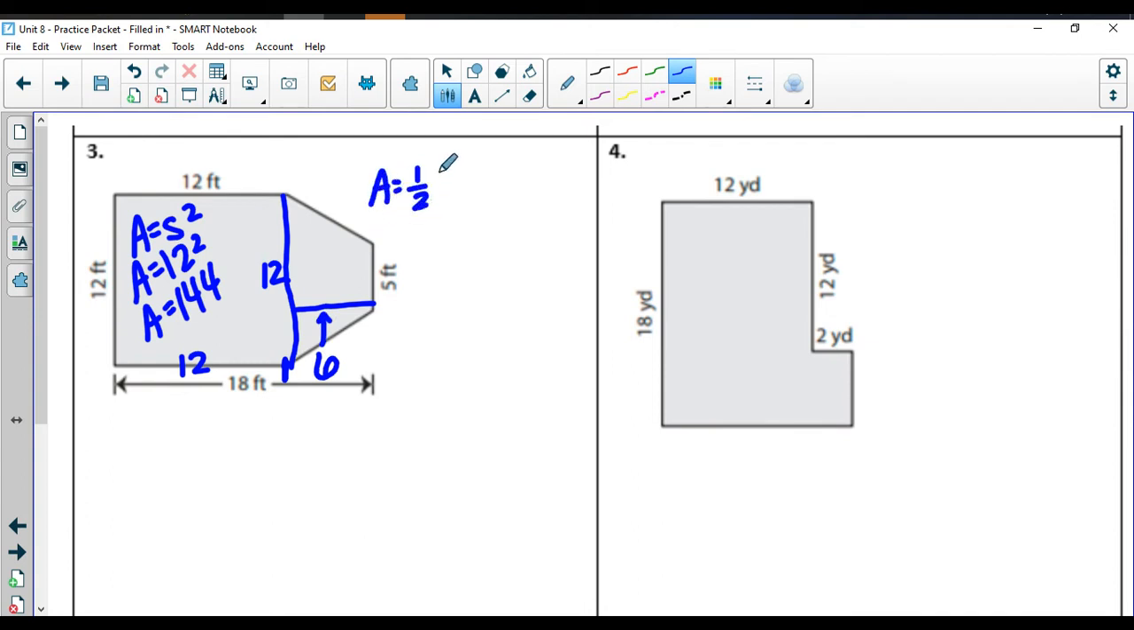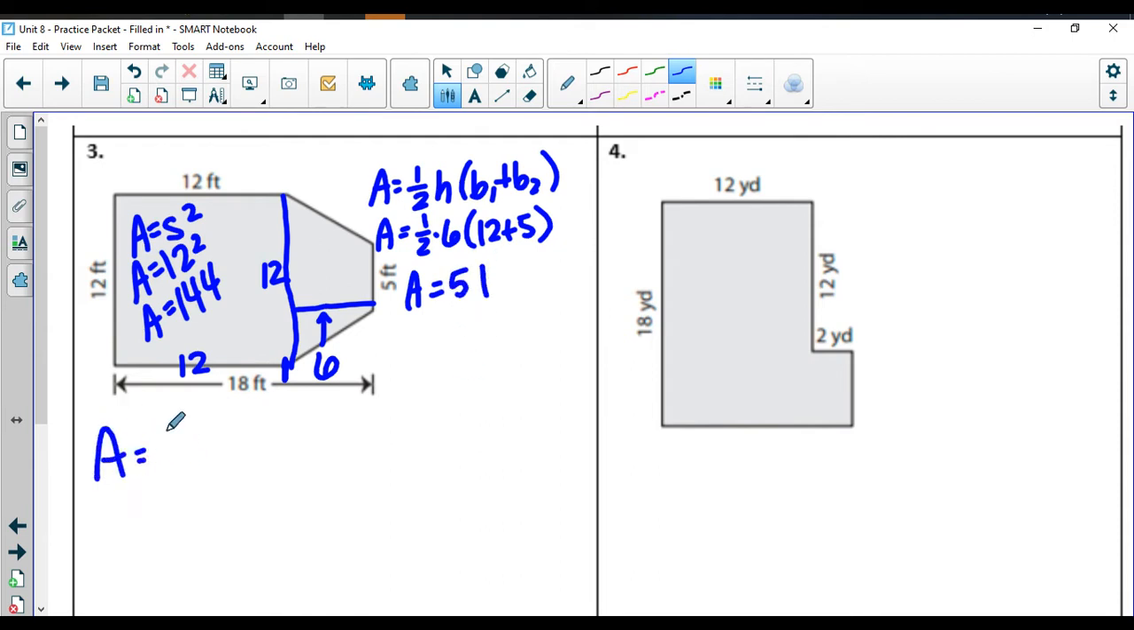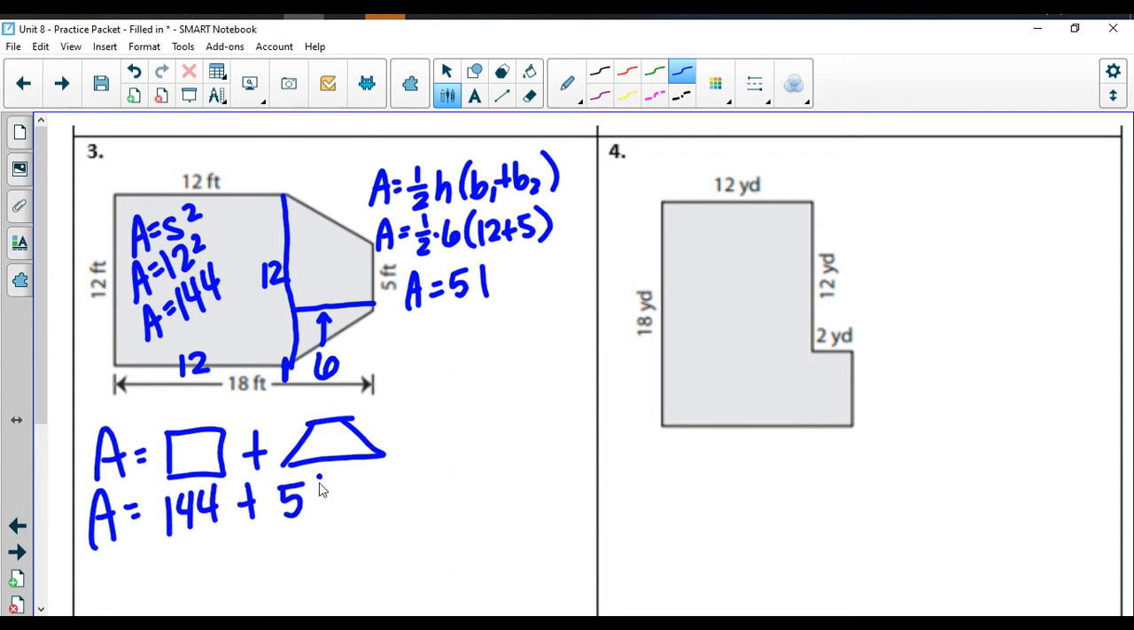Area of the trapezoid, remember this is a little bit more complicated. 1/2 the height times base 1 plus base 2. So 1/2 times 6, and then in parentheses 12 plus 5. So that is going to give me 3 times 17, which will be 51 for this. So overall area, I have my square plus, I'm just going to draw it right way up. So square is 144, trapezoid is 51. My area is going to be 195 square feet.